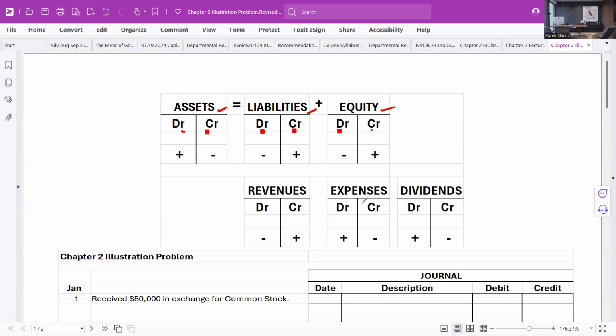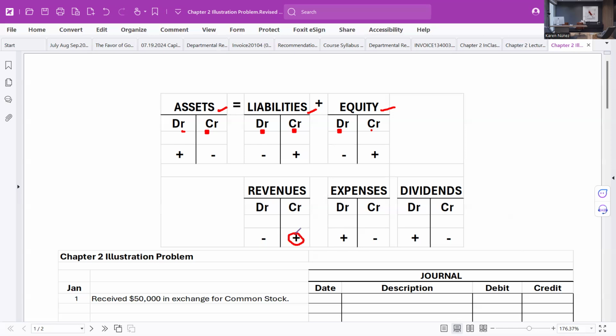If we look at expenses and dividends, those are equity accounts, but they're just the opposite. They decrease equity. The way you decrease equity is with a debit, so you're going to debit expenses and debit dividends. Revenue increases equity. How do you increase equity? With a credit.